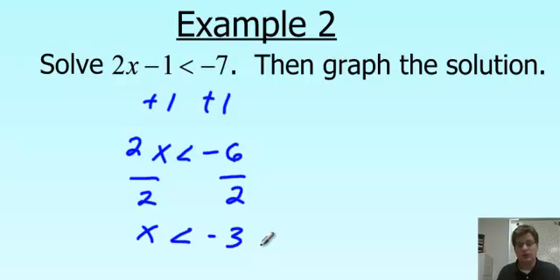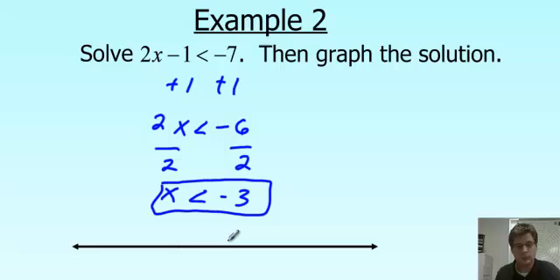Now I want to graph this solution. So here I have my number line. I'm just going to make a mark here, approximately negative 3. And because x is less than negative 3, I'm going to put an open circle because it's not actually equal to, and my arrow is going to go to the left for all values less than negative 3, like negative 4, negative 5, and so forth.